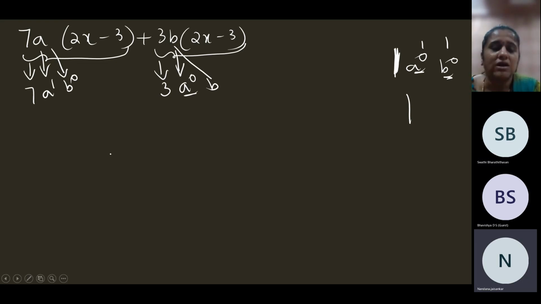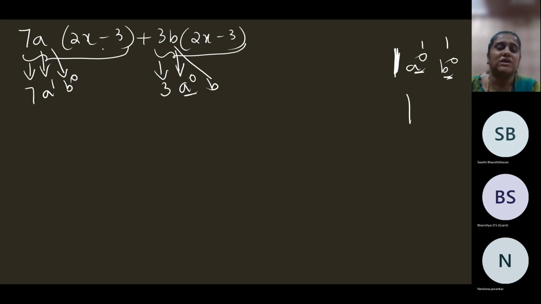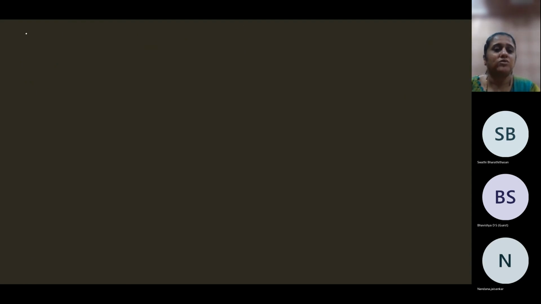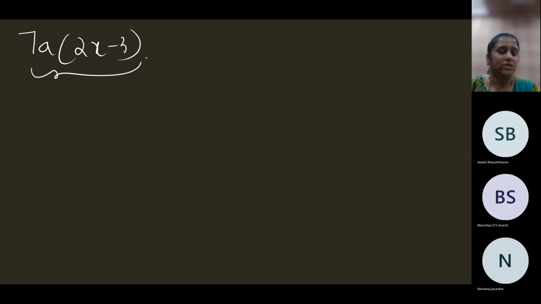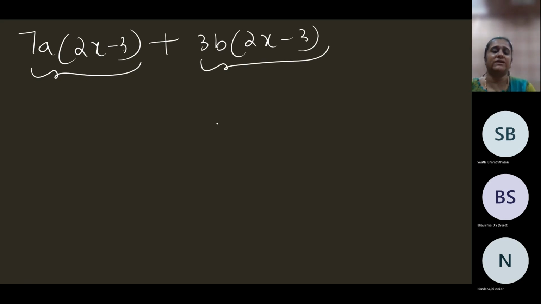Yes, ma'am. Now in the first term itself, there is 2x minus 3. Here also there's 2x minus 3. So that means 2x minus 3 is the common factor. I'll tell you again. Wait. So 7a into 2x minus 3. This is the first term. Plus 3b into 2x minus 3. This is the second term.